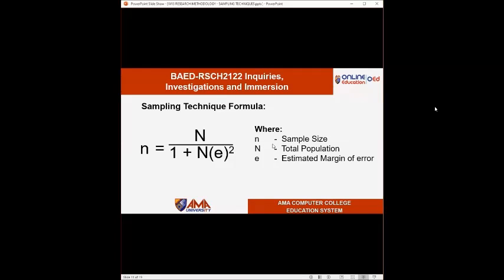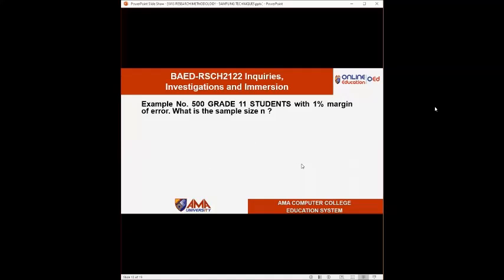Ngayon, ang sample, we will look for the value of n. So, ang halimbawa natin dito, 500 grade 11 students with 1% margin of error. Ano daw ang sample size? So, sa kabuuan, 500 silang lahat. Ngayon, kukuha tayo kung ano yung sample size.